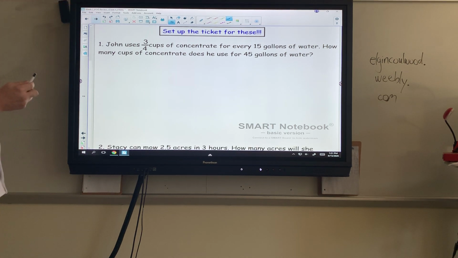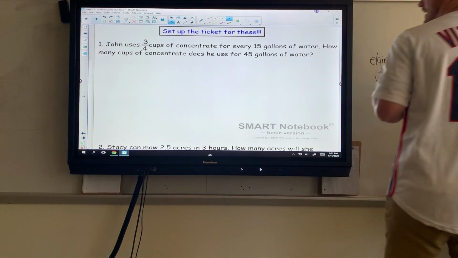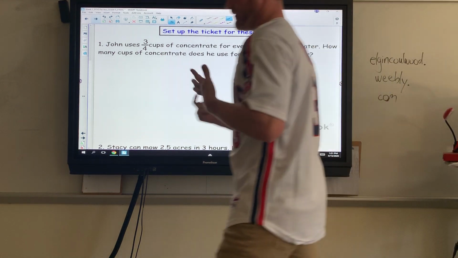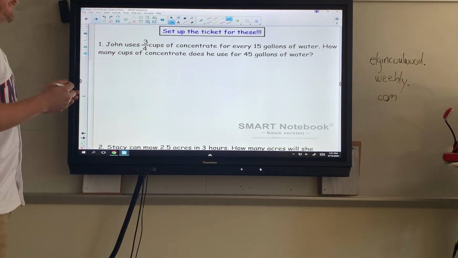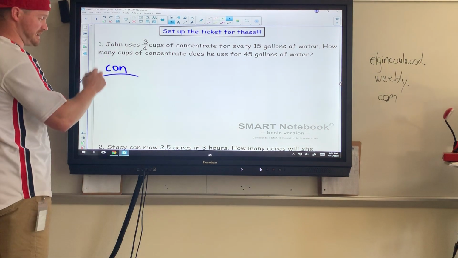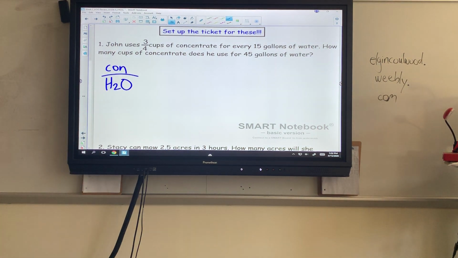I read number 1. John's using 3/4 cups of concentrate for every 15 gallons of water. How many cups of concentrate basically would be required if you use 45 gallons of water? Well, first of all, we're going to figure out our ticket. What is being compared here? Well, concentrate is being compared to water. You could write W, or if you're fancy, you know what water is, good old H2O.